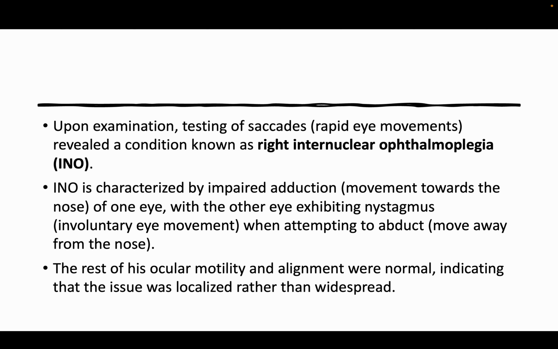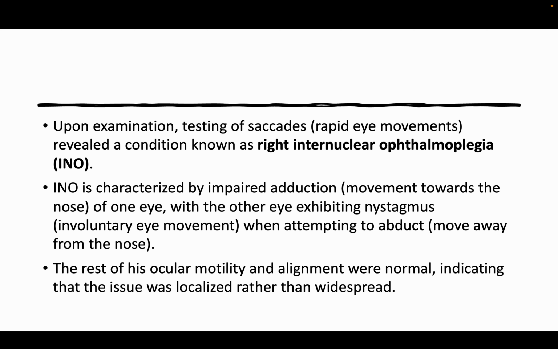It was not able to cause conjugate movement of the medial rectus of the right eye. So this is a case of internuclear ophthalmoplegia. So this is a case of INO. There will be abduction of the left eye, the abducting eye, and the failure of the right eye, which is the medial rectus. So the rest of the conjugate movement, this can be differentiated.